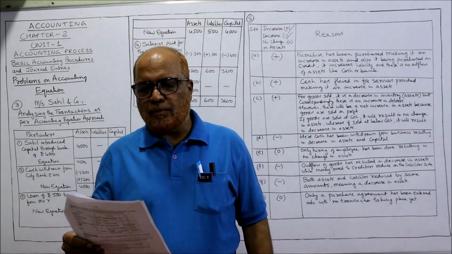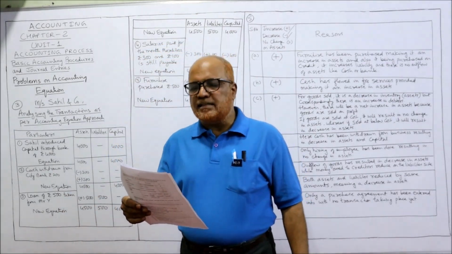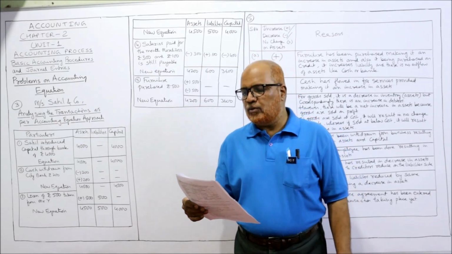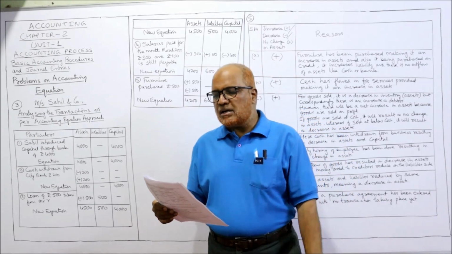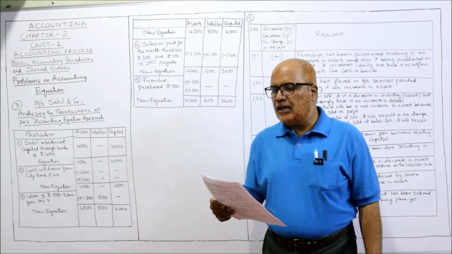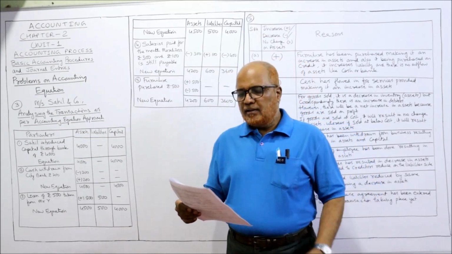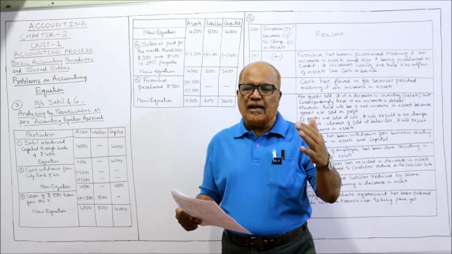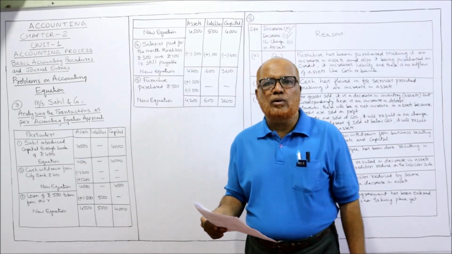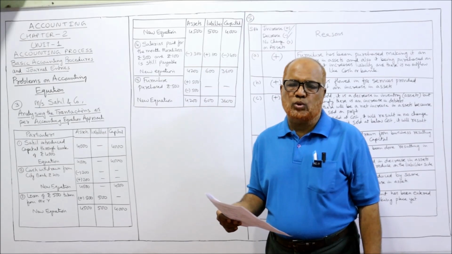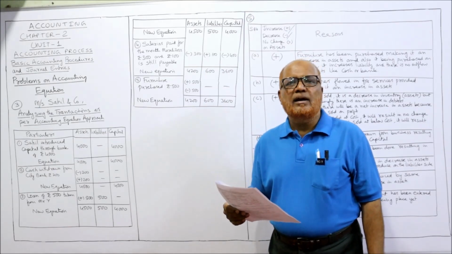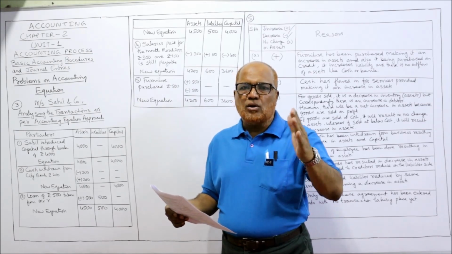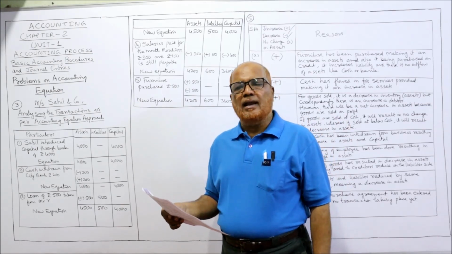Now, see the 3rd problem. Analyze the transactions of Messrs. Sahil and Company for the month of March 2022 on the basis of the double entry system by adopting the accounting equation method. That means a few transactions are given. These transactions are to be analyzed according to the accounting equation approach, following the double entry system. Double entry means every transaction will affect assets or capital or liabilities.